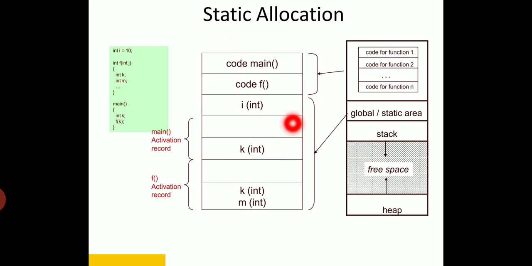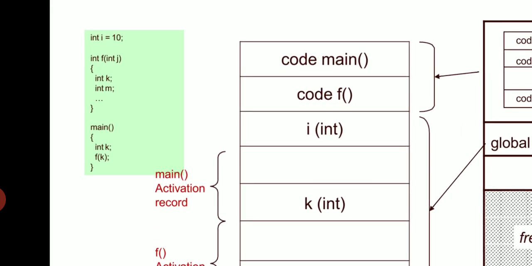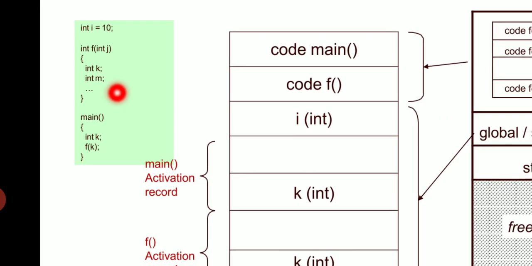So this is an example of static allocation. This program has a main program. Inside main, k is a variable. After that variable declaration, it invokes a function f. Then function f contains the local variables k and m. Above that function and main, there is an int I declaration, I equal to 10.